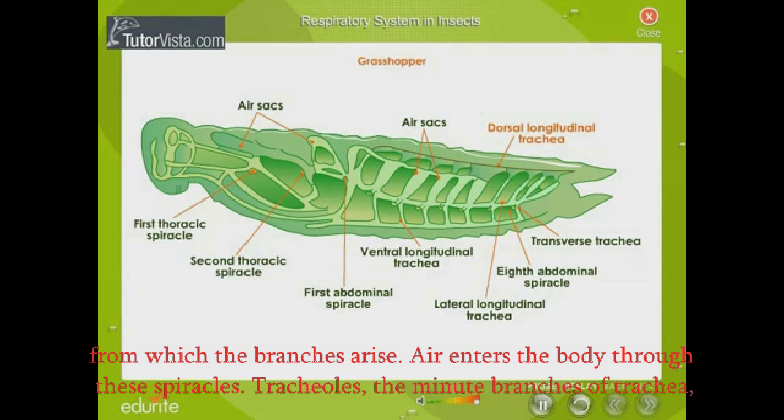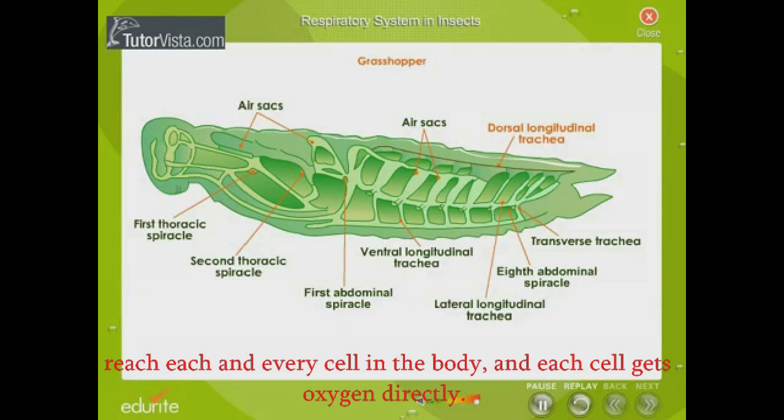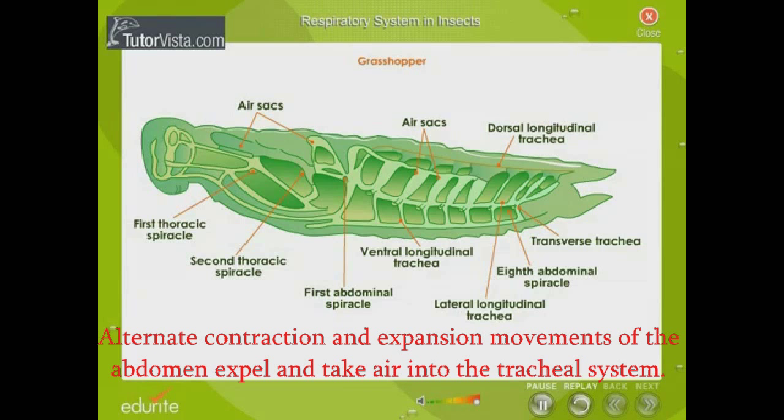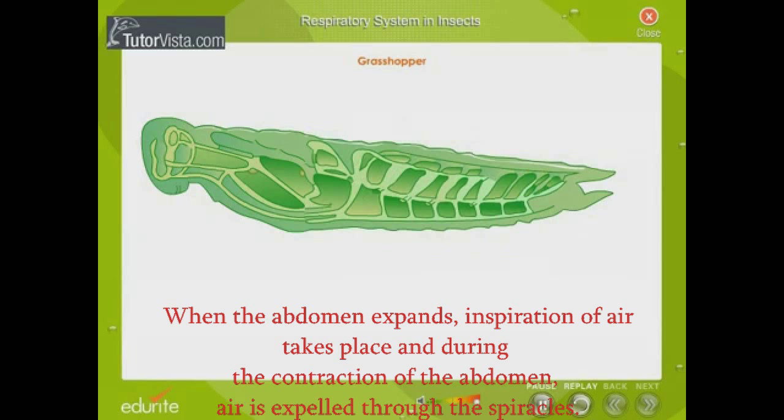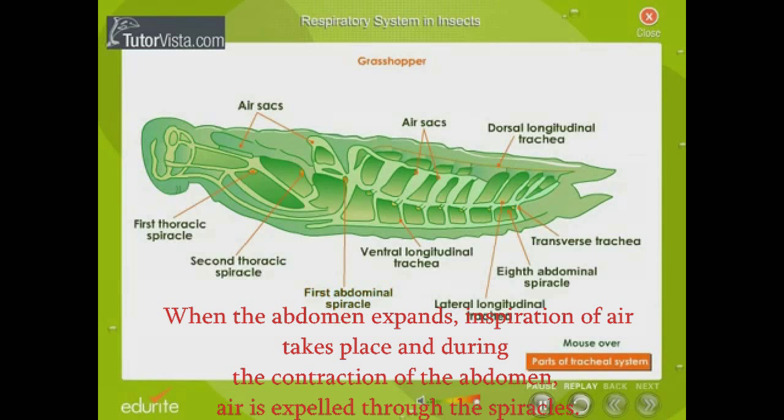Tracheoles, the minute branches of trachea, reach each and every cell in the body, and each cell gets oxygen directly. Alternate contraction and expansion movements of the abdomen expel and take air into the tracheal system. When the abdomen expands, inspiration of air takes place, and during the contraction of the abdomen, air is expelled through the spiracles.